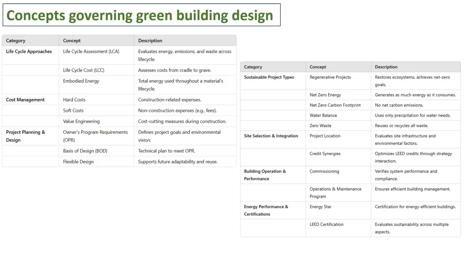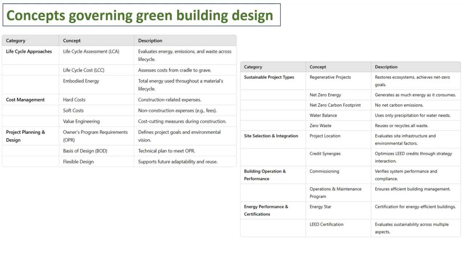And under the sustainable project types, we have different sub-concepts like regenerative project, net zero energy project, net zero carbon project, water balance and zero waste project. Regenerative project means it restores ecosystems and achieves net zero goals. Net zero energy project means it generates as much energy as it consumes. Net zero carbon, no net carbon emission. So whatever I emit, I sequester, or I absorb, right?